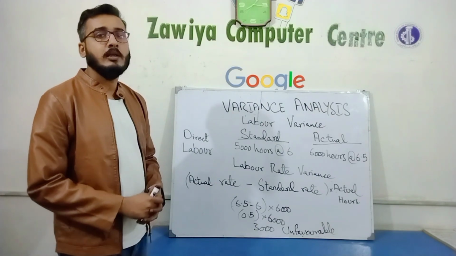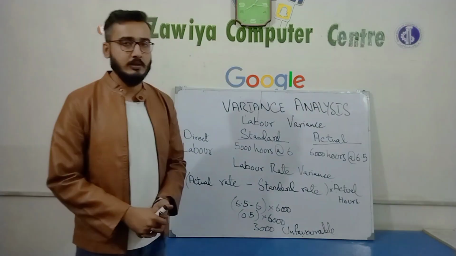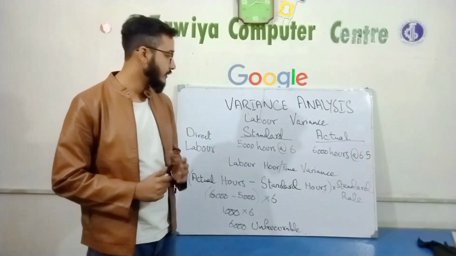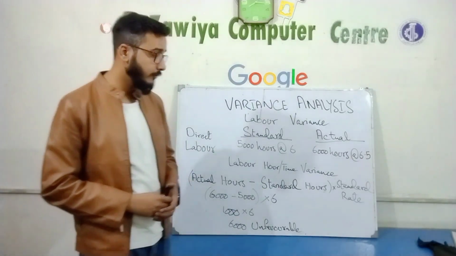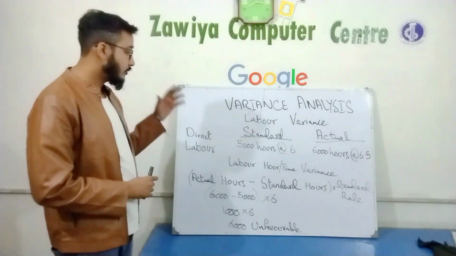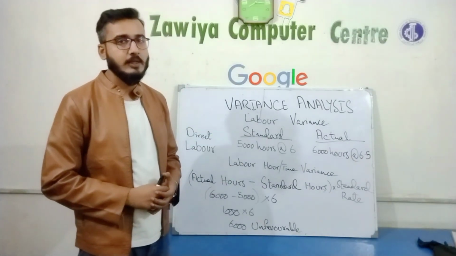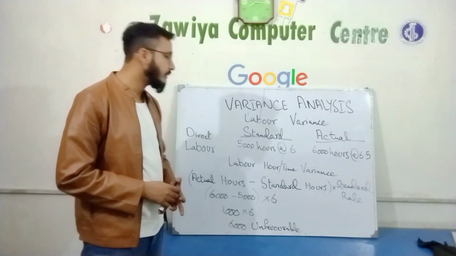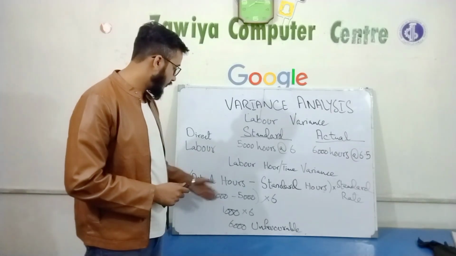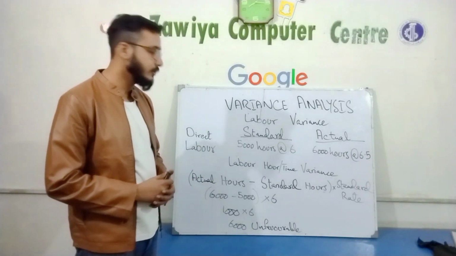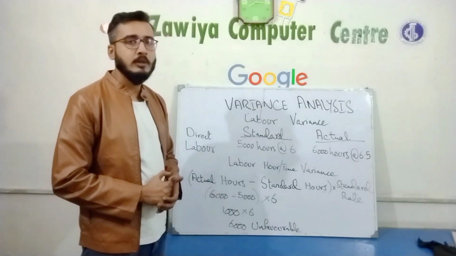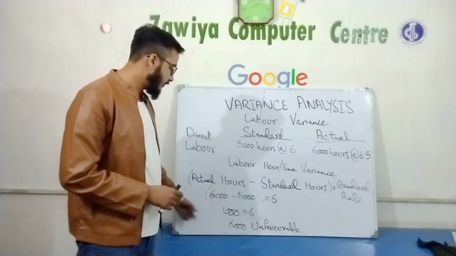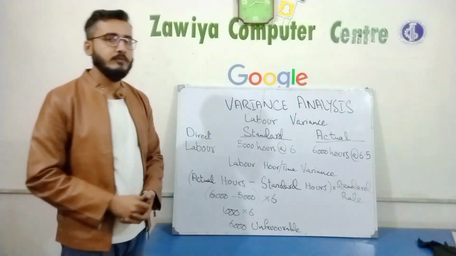Now moving towards the labor efficiency or labor hour variance. Now we have the same question: 5,000 hours at the rate of 6 and 6,000 hours at the rate of 6.5. So we have actual hours minus the standard hours, multiplied by standard rate. We have actual hours of 6,000 and 5,000 standard hours. So we have deducted 5,000 from 6,000 and 1,000 multiplied by the standard rate, which is 6. So we have an answer of 6,000, which is unfavorable for the company.